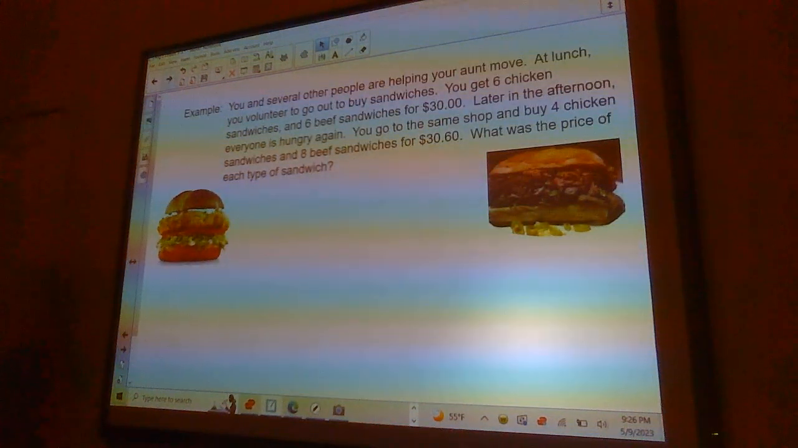Okay, so you and several other people are helping your aunt move. At lunch, you volunteer to go out and buy sandwiches. You get 6 chicken sandwiches, 6 beef sandwiches for $30. Later in the afternoon, everybody's hungry again, so you go back to the same shop. You buy 4 chicken sandwiches and 8 beef sandwiches for $30.60. What was the price of each kind of sandwich?